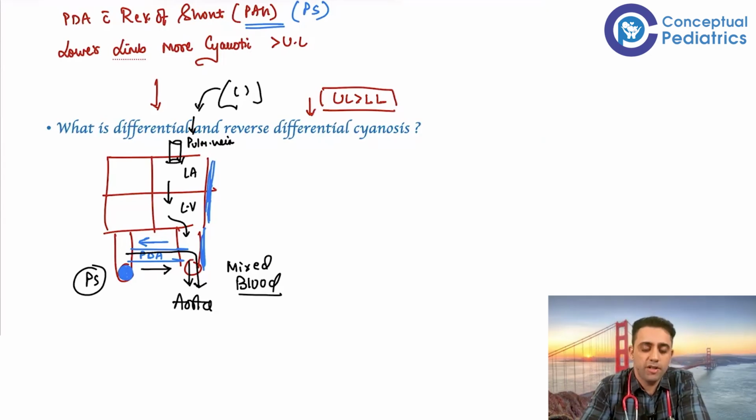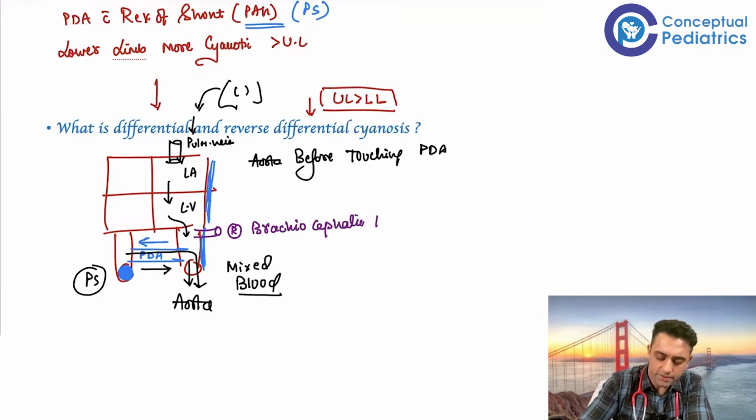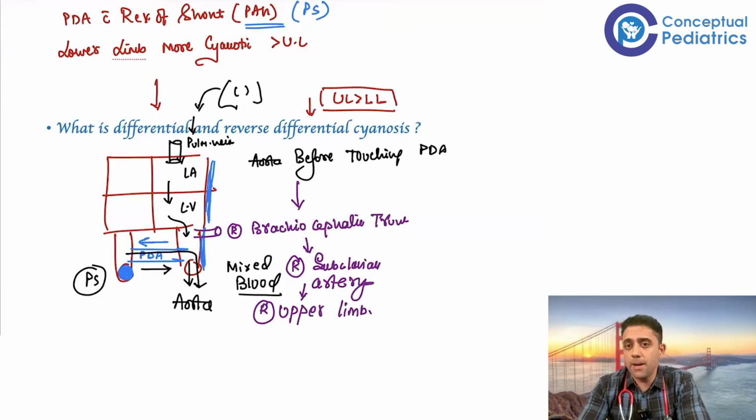Aorta before touching the PDA. This line is very important, okay? Aorta before touching the patent ductus arteriosus, it quietly gives a branch to the right brachiocephalic trunk. This is very interesting. The right brachiocephalic trunk basically supplies the right subclavian artery, and the right subclavian artery supplies the right upper limb.